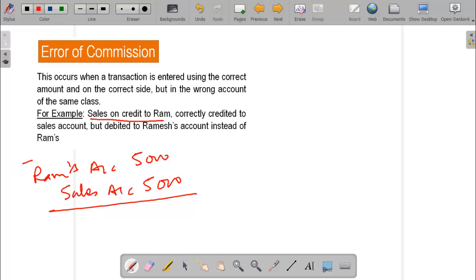So I passed the entry correctly in the journal, no problem. But just a minute, hold on.